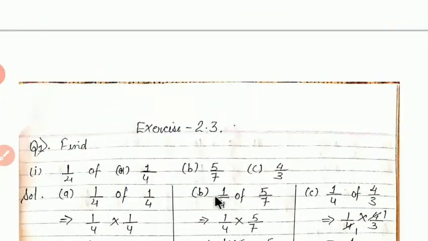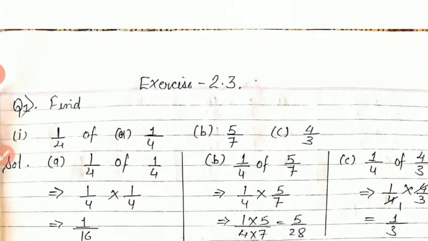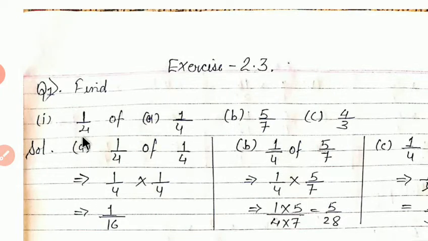Now we are going to start our new exercise 2.3. So here question number 1. This question is the same as in exercise 2.2. In this exercise we are going to see how to multiply a fraction by a fraction. In the previous exercise we saw that we multiplied a whole number by a fraction, but here we are going to multiply a fraction by a fraction number.